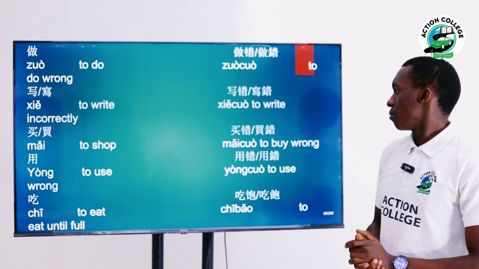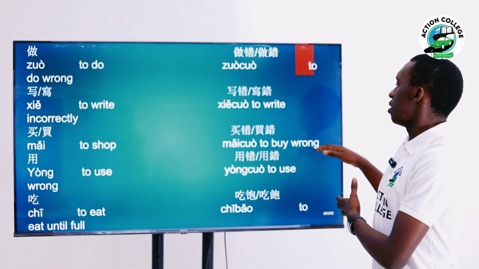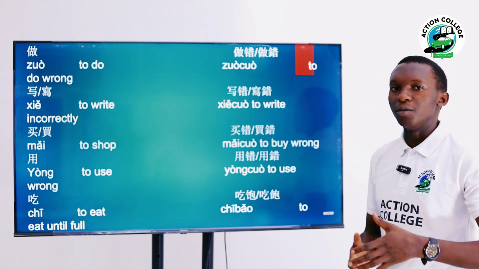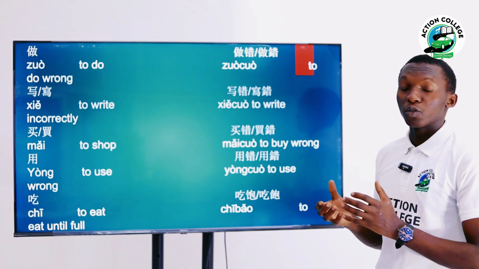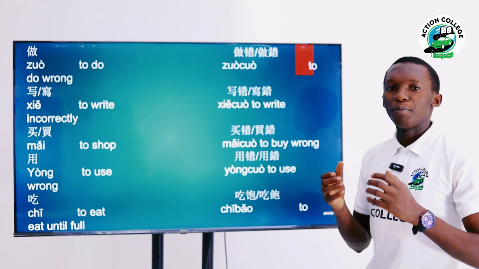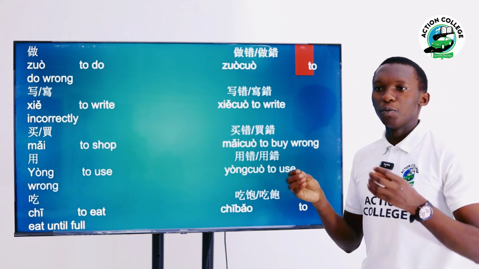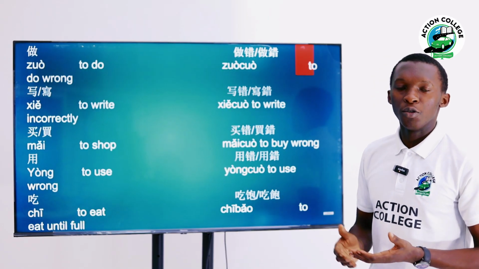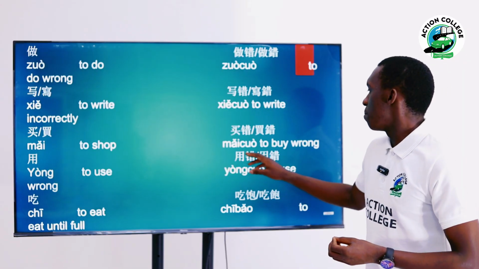Mai is to shop. Mai cuo is to buy wrong. We are still using cuo as a suffix with different stative verbs. Mai cuo is to buy wrong or to buy wrong things. You may plan to go shopping, but you buy what you didn't plan to buy. So your result is wrong. You purchased wrong things. That will be all.